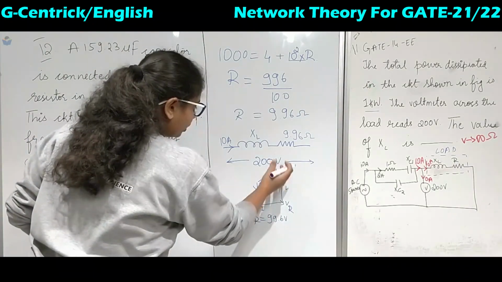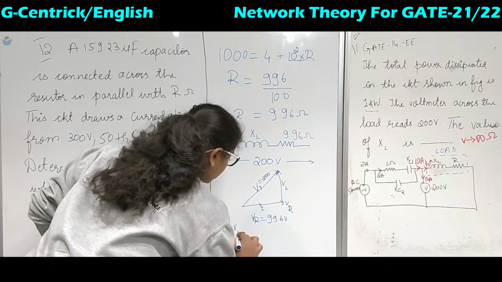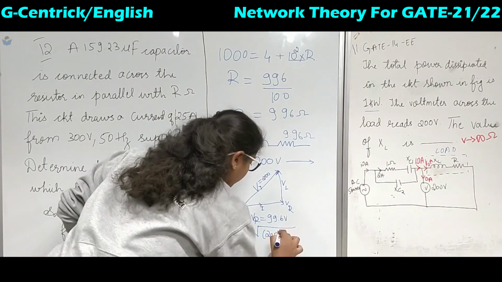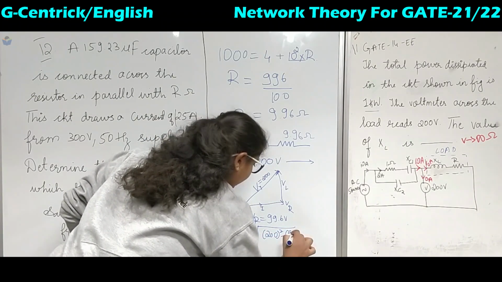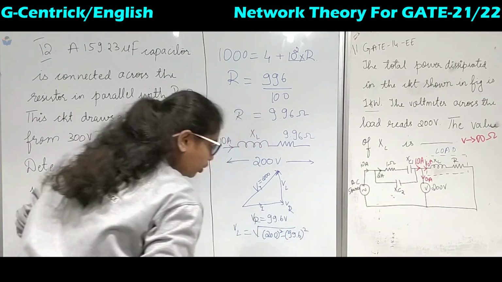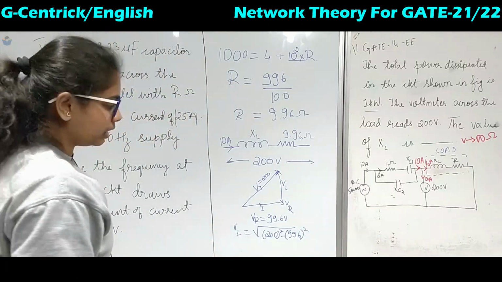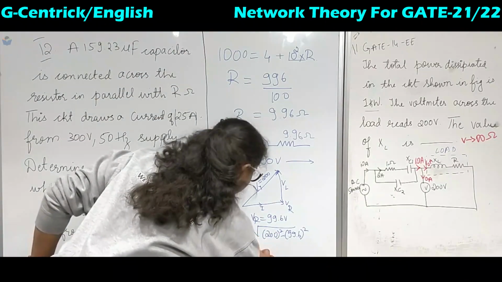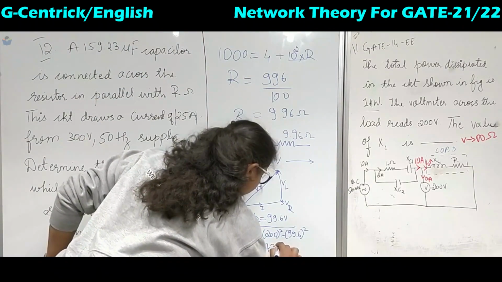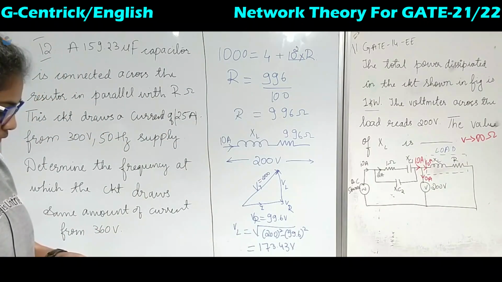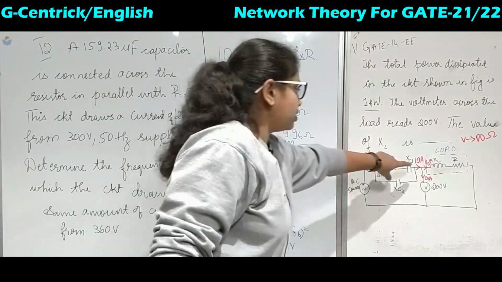So using Pythagoras theorem, we can solve the value of this as square root of 200 square minus 99.6 whole square. Okay, so the answer for this one is 173.43 volts. So now we know what is the voltage across this VL.